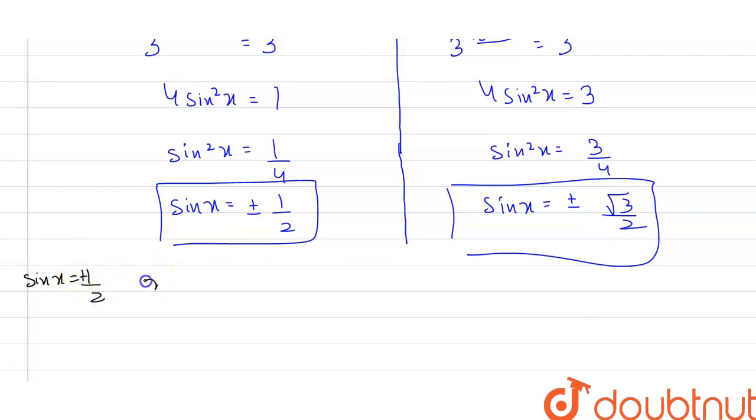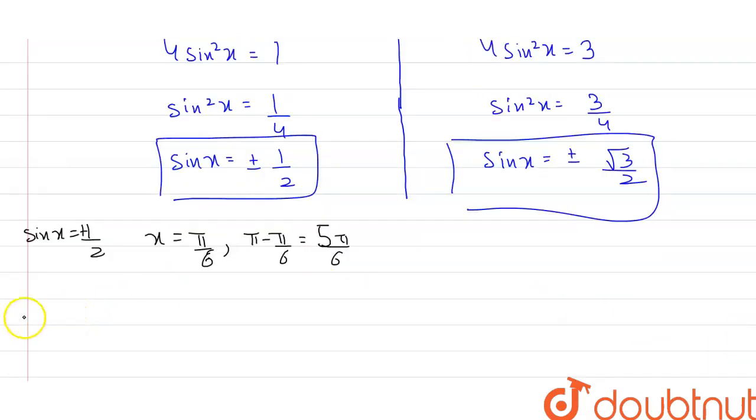In that case, x will become pi by 6, or we can say pi minus pi by 6, which equals 5 pi by 6. So these are the values for sin x equals positive 1 by 2, and similarly for sin x equals minus 1 by 2.